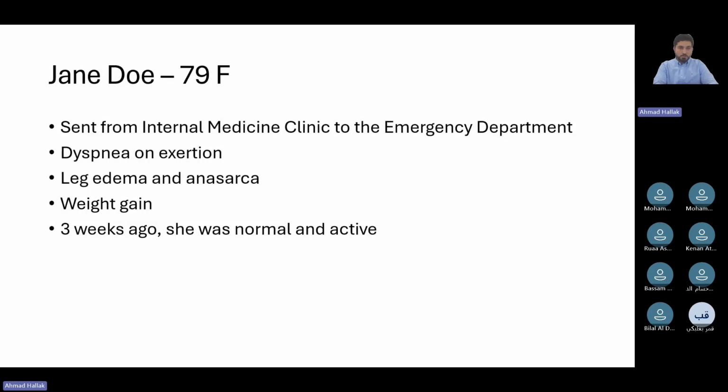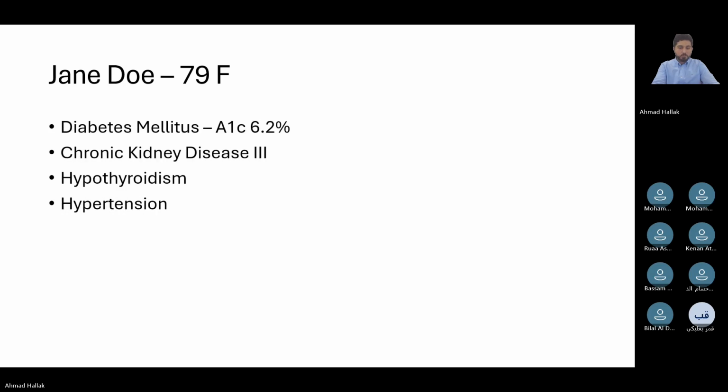Our patient is a 79-year-old female that was sent from the internal medicine clinic to the emergency department. Her symptoms: dyspnea on exertion. She also had leg edema and anasarca on exam with weight gain. And 3 weeks ago, she was active and had no symptoms at all. Her past medical history: diabetes, well controlled, chronic kidney disease, hypothyroidism, and hypertension.